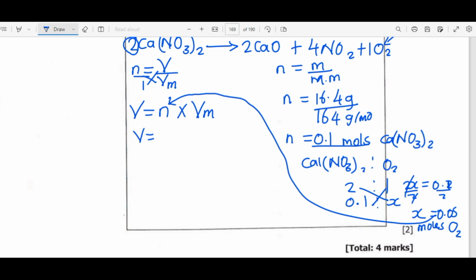So number of moles for this one is 0.05 times molar volume. So we are told RTP. So RTP is 24. So if we just multiply 0.05 times 24, then our answer is 1.2. Then the units should always be in decimeter cubed. So that is how we can find this answer. So that's it for this video.